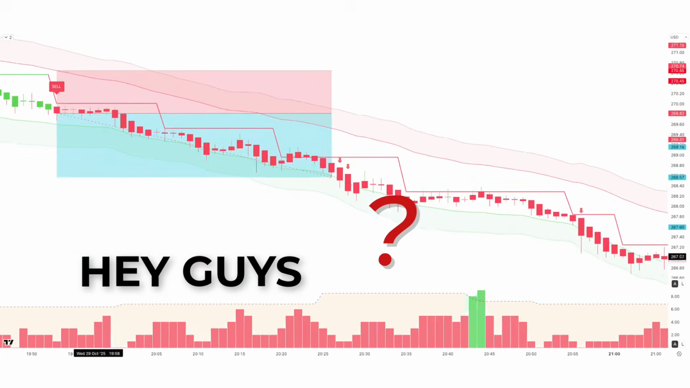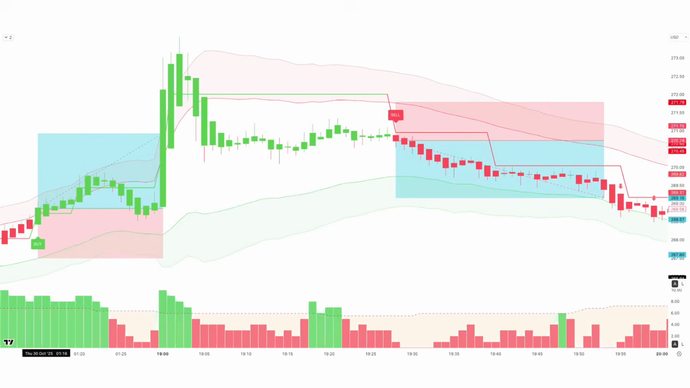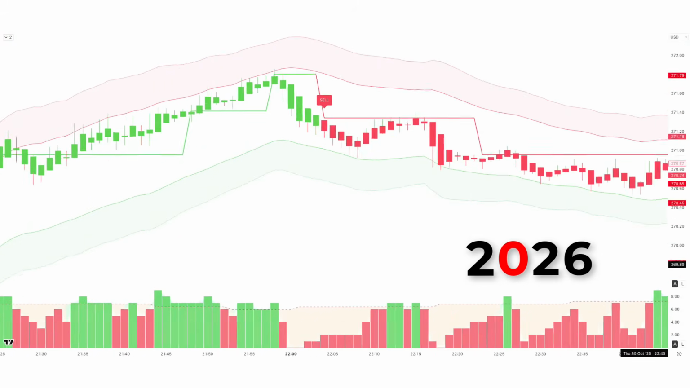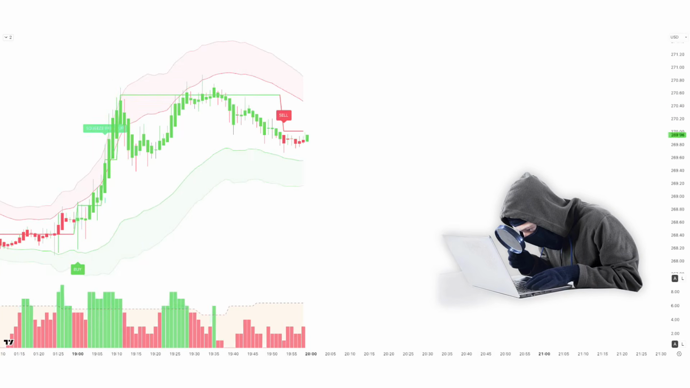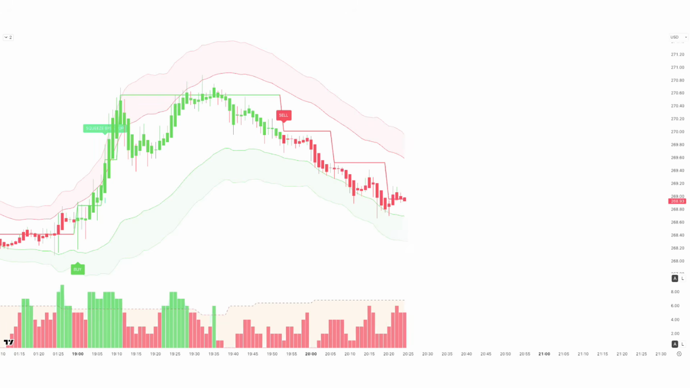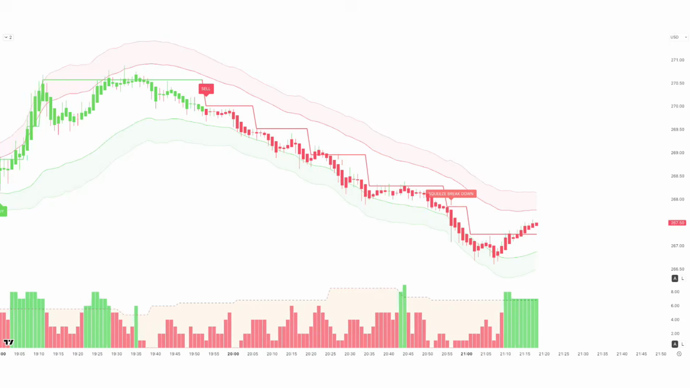Hey guys, if you trade on TradingView, what I'm about to show you could completely change the way you see your charts in 2026. Most traders spend years searching for the perfect buy and sell signal, but they end up with messy charts, late entries, and constant doubt.